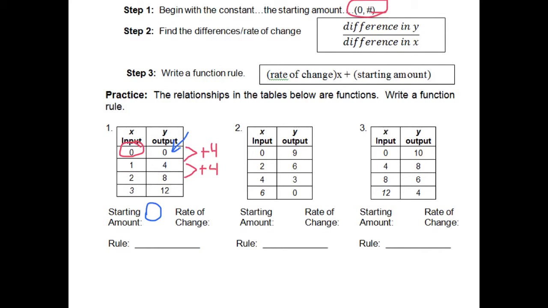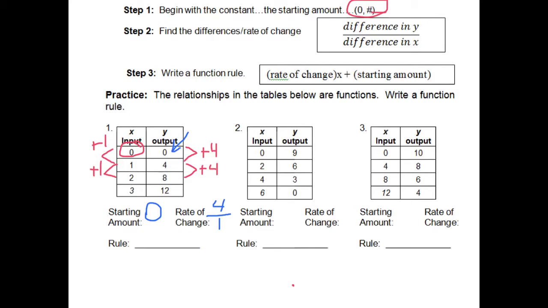Now let's look at the x column. Going from here to here, it's changing by positive 1. And going from here to here, again, it's changing by positive 1. So then we just follow our little division problem. The difference in our y column divided by the difference in our x column. So our difference in our y column is 4 divided by the difference in our x column of 1. 4 over 1 equals 4.